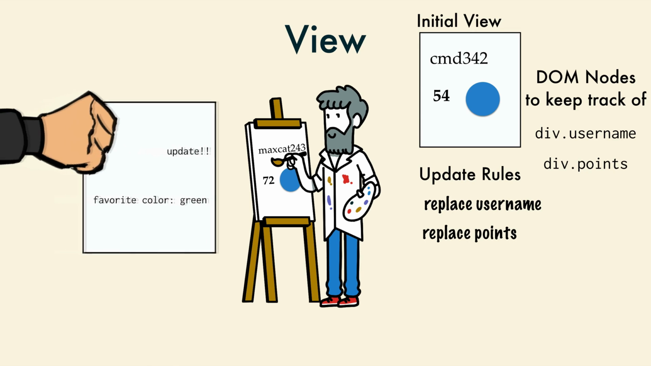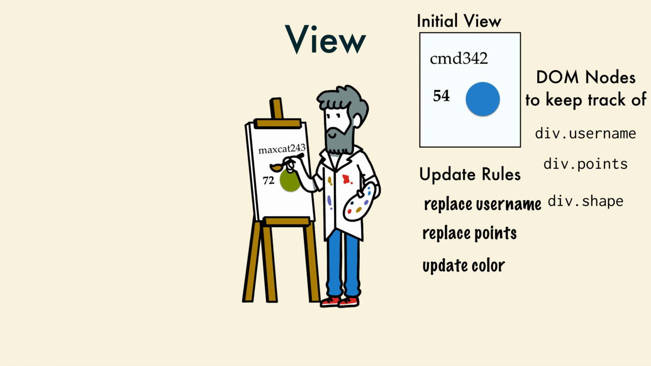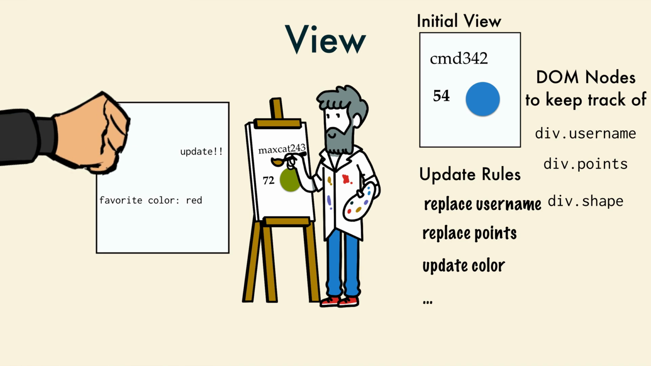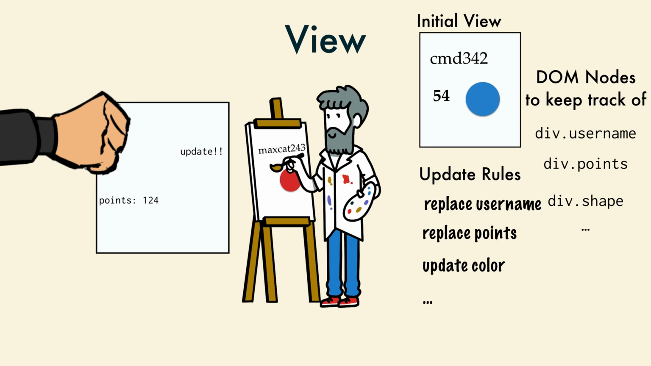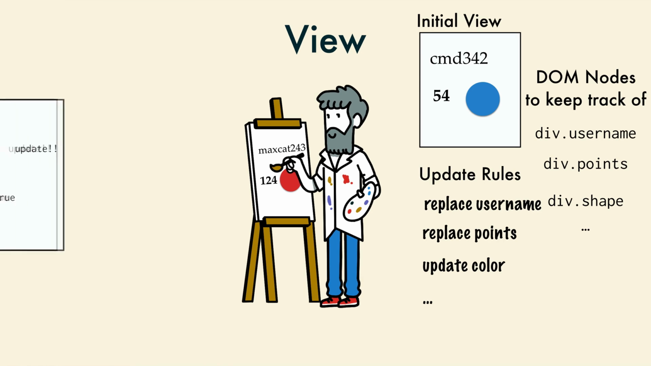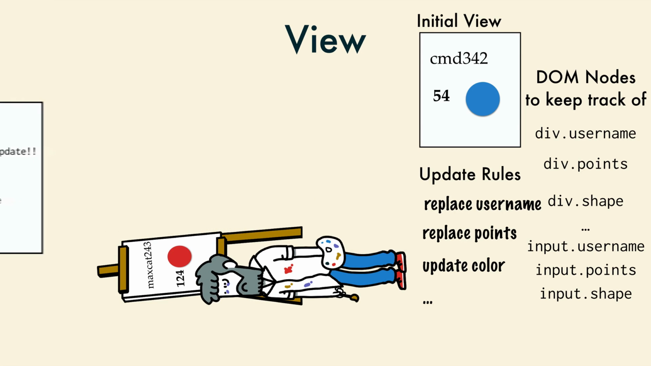Next, the model sent the View a new color. The View remembered yet another update rule and kept track of another DOM node. Then he changed the color right there on the DOM. The View thought that might be the end of the update rules, but they just kept adding up. He had to keep track of so much, and sometimes the order of the update events mattered. It was all too much. After a while he gave up. He could not continue.